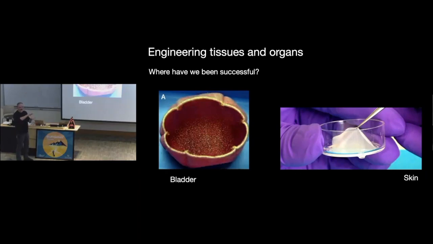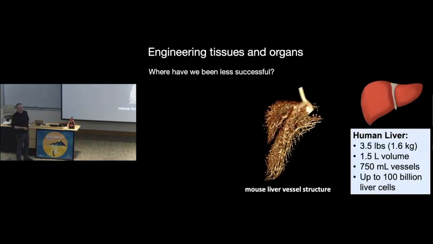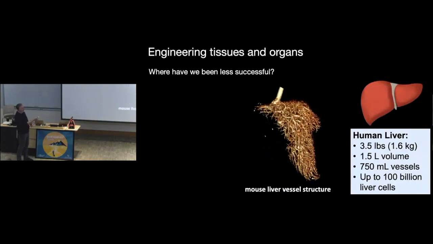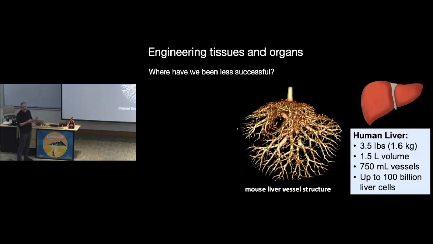They're just a couple cell layers thick. And so we can grow these really quite nicely in the laboratory. If you think of other tissues, though, this is an example of the liver. So the liver has this really complex vessel structure. So this is where the blood feeds the liver. And you can see it branches into all of these different structures and patterns.